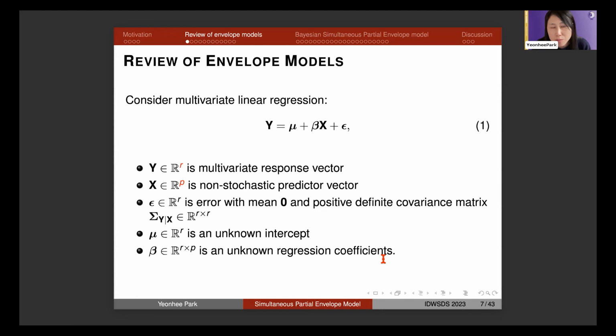Suppose that we have multiple predictors and multiple responses. Then we can consider the multivariate linear regression expressed in this equation, regressing R-dimensional response vector Y on P-dimensional predictor vector X. Here, epsilon indicates the error with mean zero and covariance matrix sigma Y given X. Then under the standard model, we estimate the regression coefficient beta by regressing each element of Y on predictor X, and then collect the estimates all together. So this standard model approach ignores the relations among the response variables.